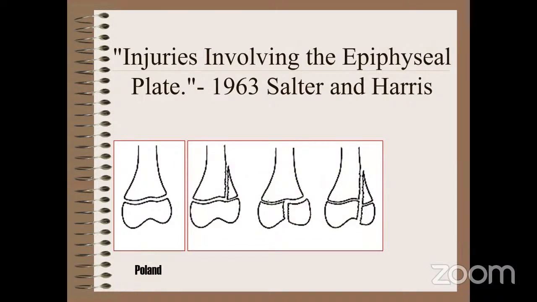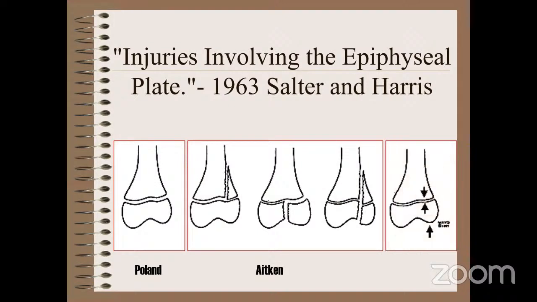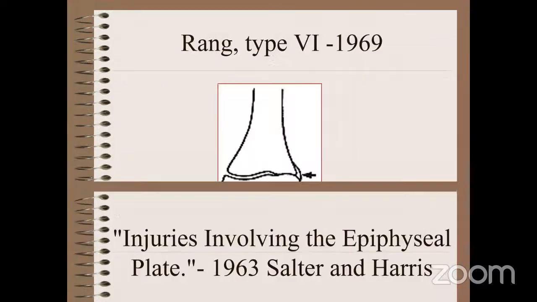Then you had the Aitken classification, which had type 2, type 3, type 4. And then you had the compression injury. So this is the current 1963 Salter and Harris classification that all of us use. Type 1 goes through the physis, type 2 with a metaphyseal fragment which is large, type 3 is intraarticular, type 4 is metaphysis and epiphysis and growth plate, and type 5 is a compression injury.